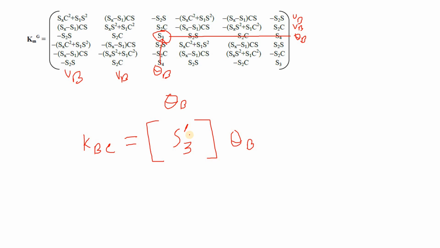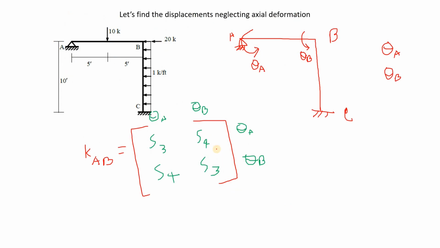That is why we're marking it as S3 prime. So now that we have this matrix as well as this one, let me write that up here. K_BC is equal to S3 prime, the location is theta B by theta B. Now we can write up the entire matrix. If you write up the entire matrix, there you go.